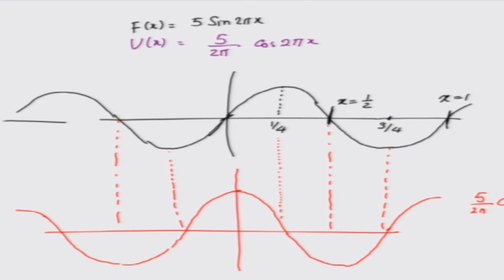The upper curve shows the force 5 sine of 2 pi x. You can see that it has minima out here, and as we discussed earlier, if I take a particle, put it in this potential energy curve, if it is displaced about the minimum, it will perform simple harmonic motion.